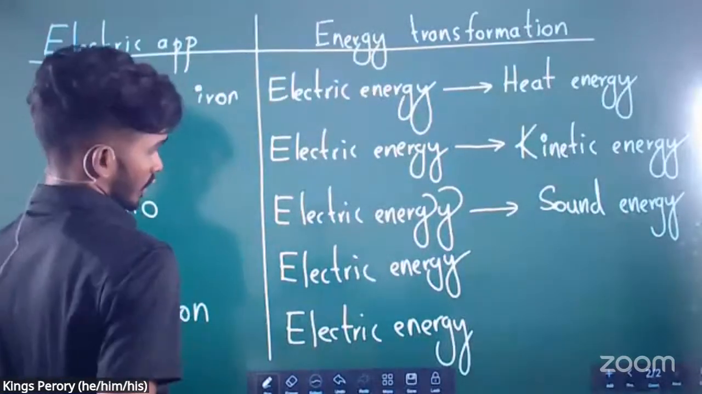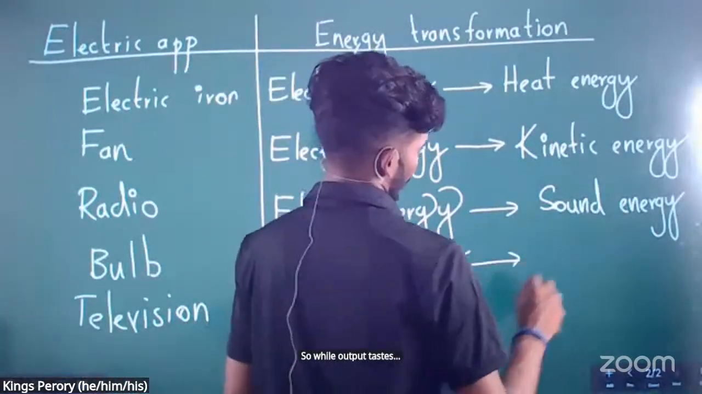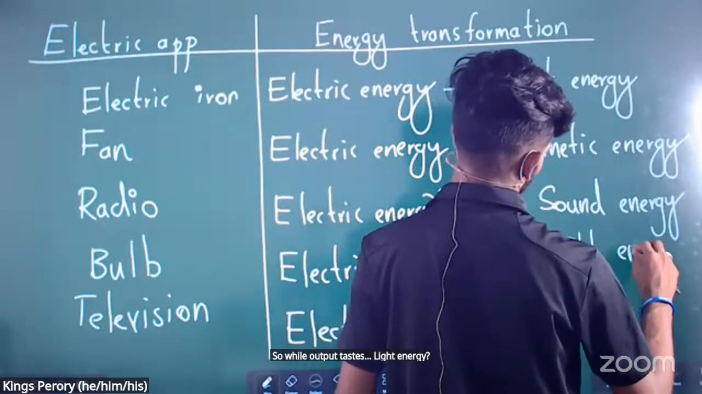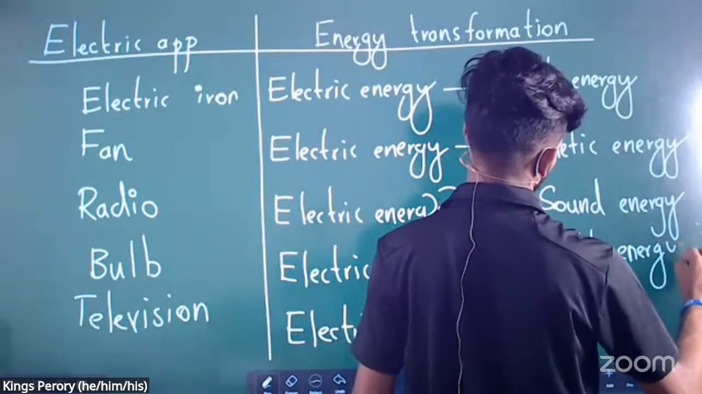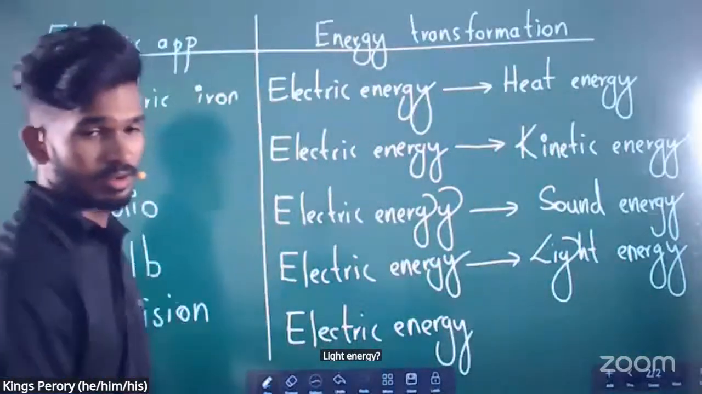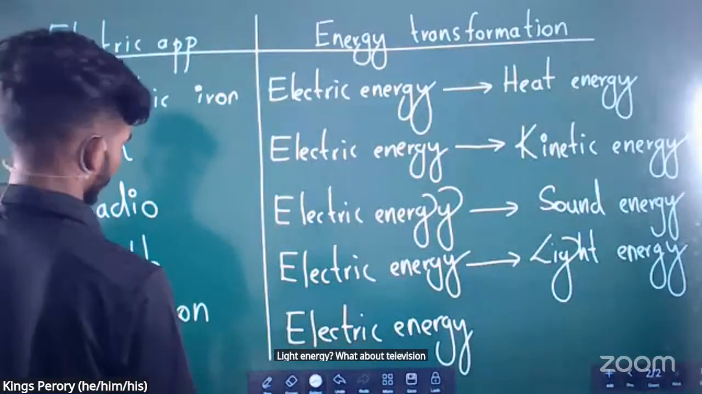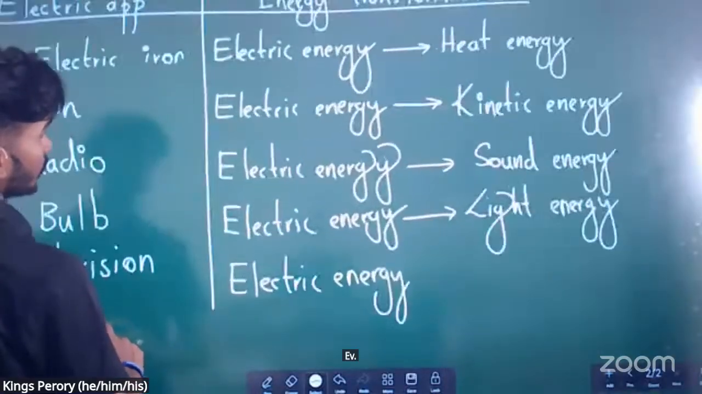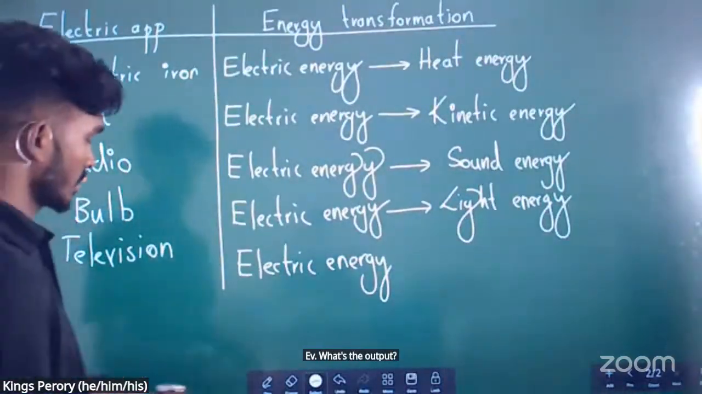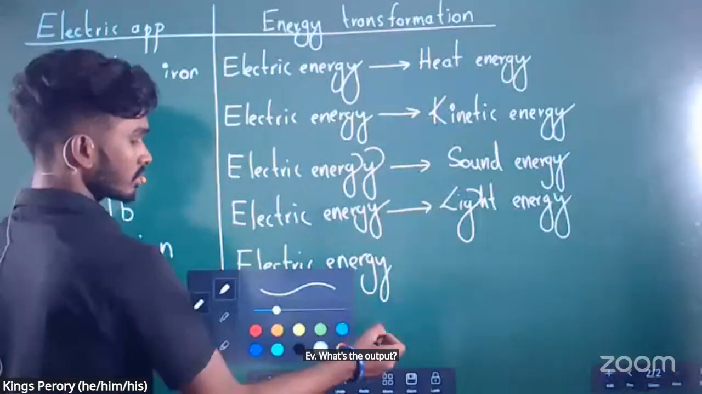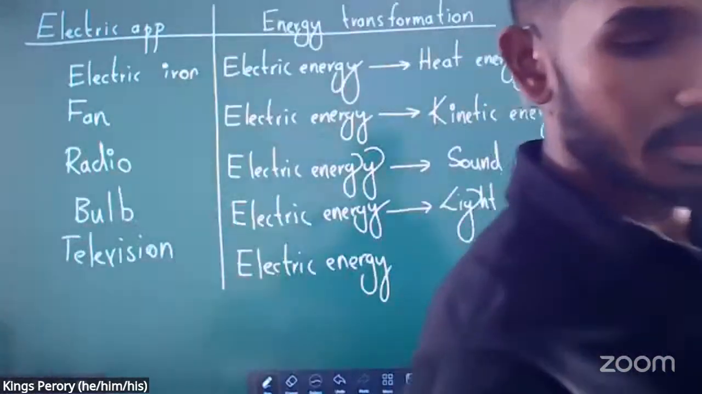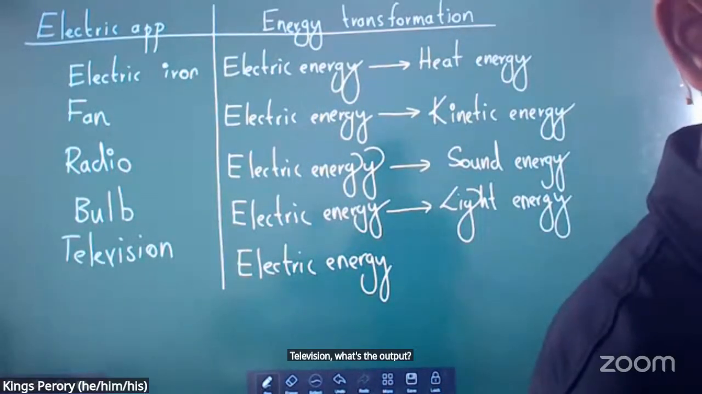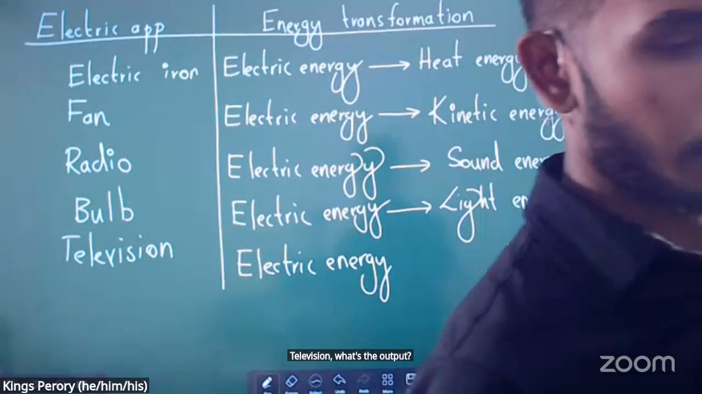So bulb output is light energy. What about television? TV. What's the output? Television, what's the output? What can we write? Light and sound.